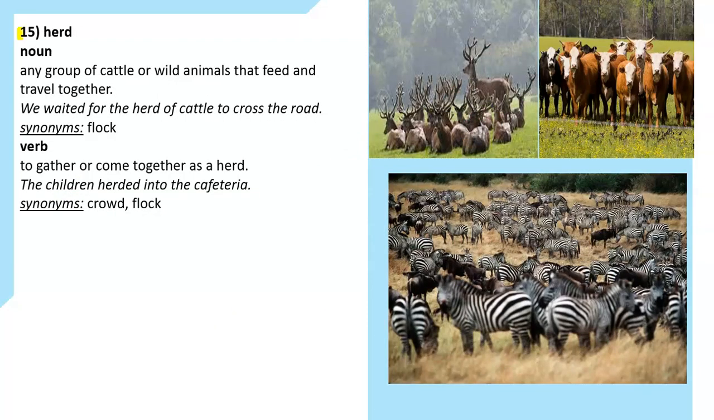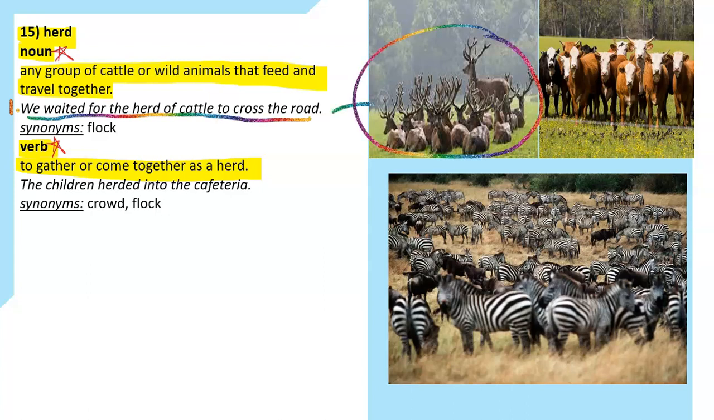Our last word is herd. Herd is a noun and it is a group of cattle or wild animals that feed and travel together. And the word herd also has a verb that means to gather or come together as a herd. So you can use this word as a noun and you can use it as a verb. The first one as a noun: we waited for the herd of cattle to cross the road. Here we're talking about the animals. The group of these animals together is called a herd.